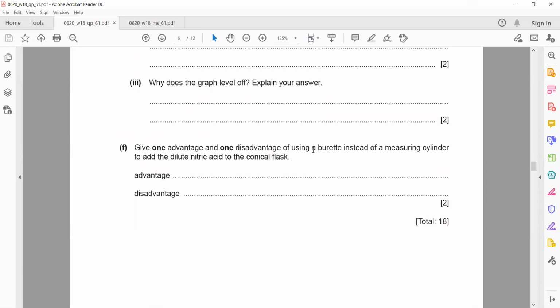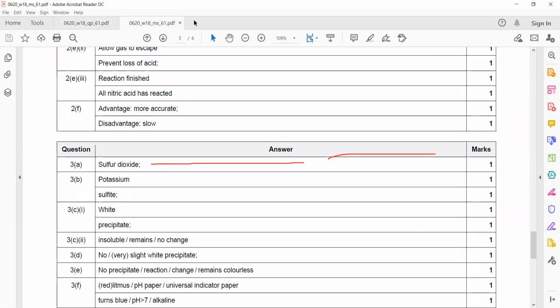Give one advantage and one disadvantage of using a burette instead of a measuring cylinder to add the nitric acid. What's the advantage? It's accurate. What's the disadvantage? It will take time to transfer the solution. So advantage, more accurate. Disadvantage, it is slow, it takes time to transfer the solution.